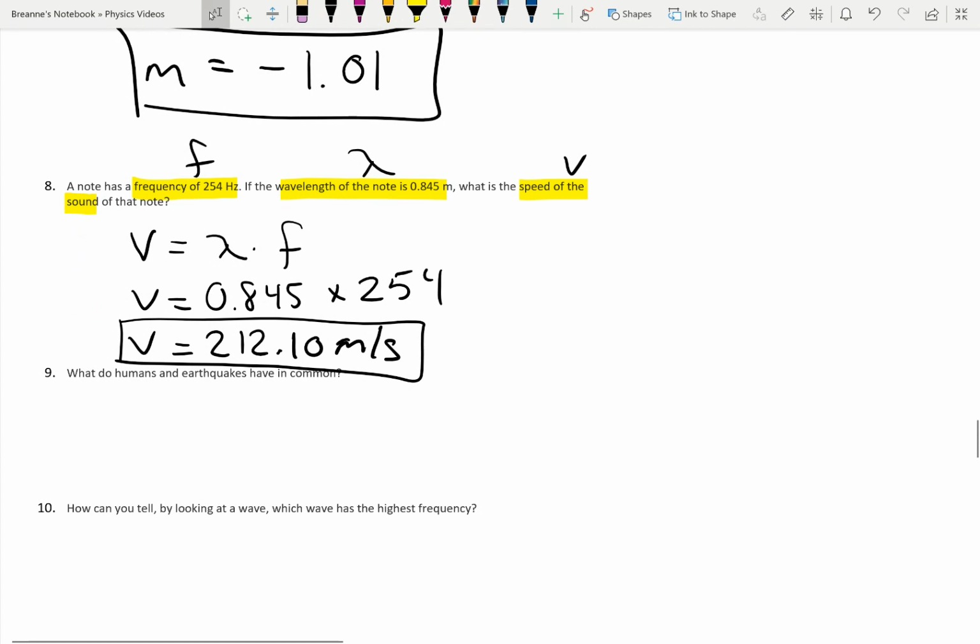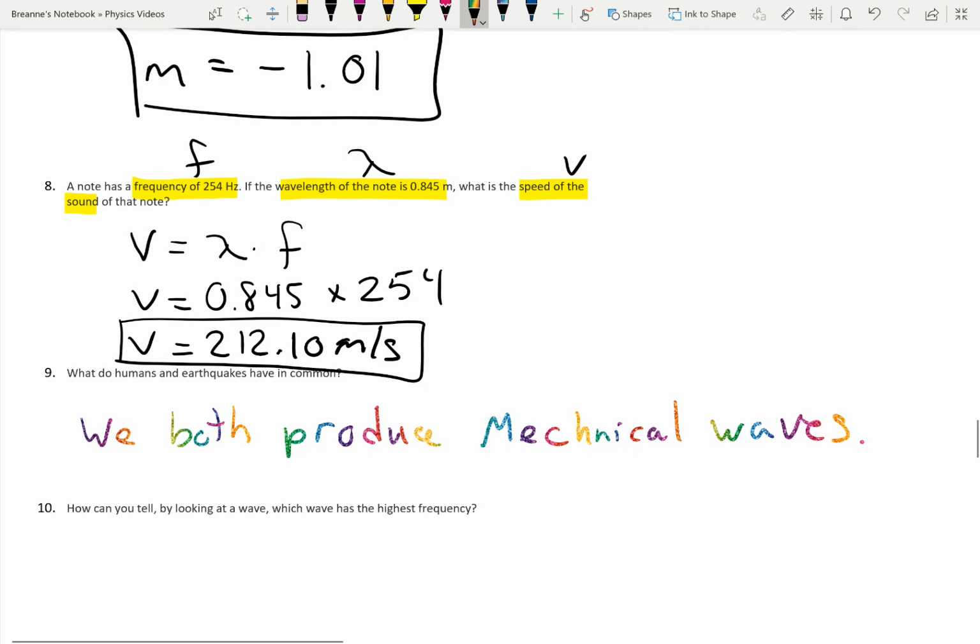What do humans and earthquakes have in common? You know what's kind of weird? What we have in common is the fact we both produce mechanical waves. We both produce vibrations. So our voices, we vibrate our vocal cords so we can talk. And earthquakes, they vibrate the earth. So they both produce mechanical waves, both produce vibrations to function and do what we're supposed to do.